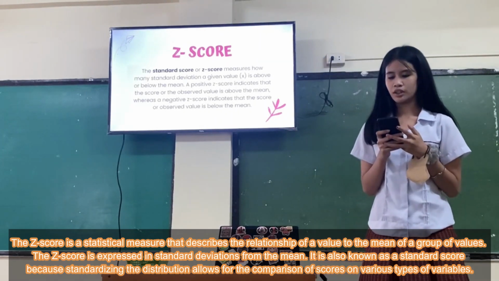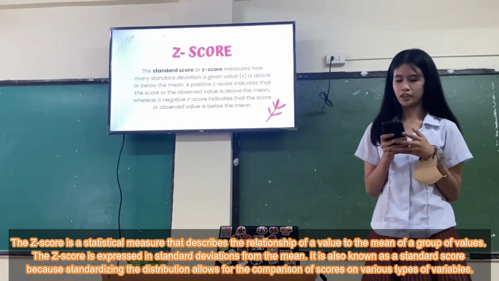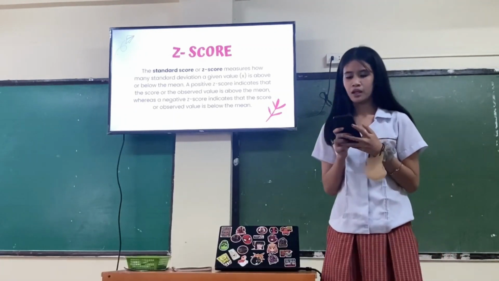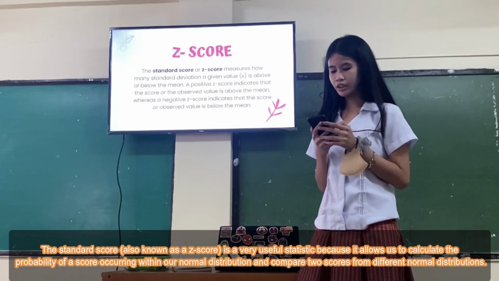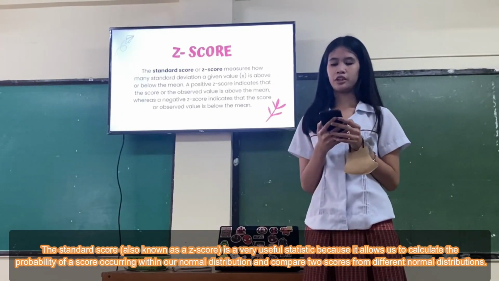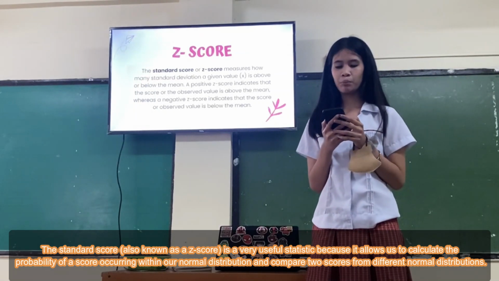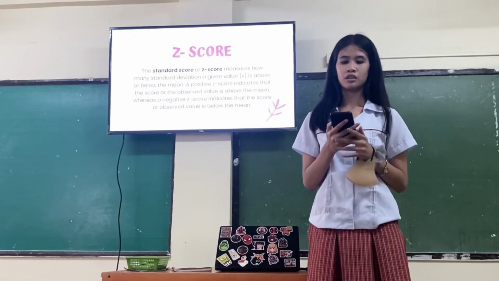It is also known as a standard score because standardizing a distribution allows for the comparison of scores on various types of variables. The standard score, also known as a Z-score, is a very useful statistic because it allows us to calculate the probability of a score appearing within our normal distribution and compare two scores from different normal distributions.